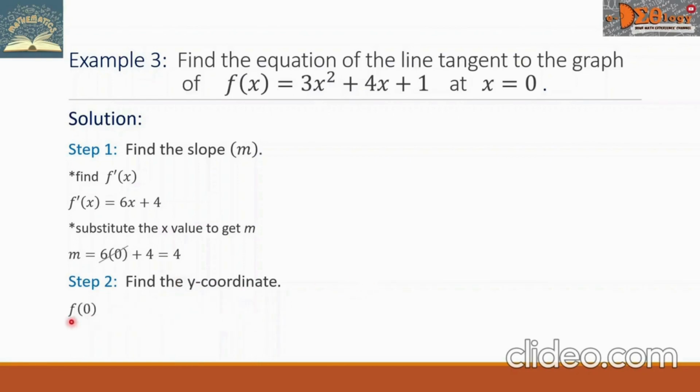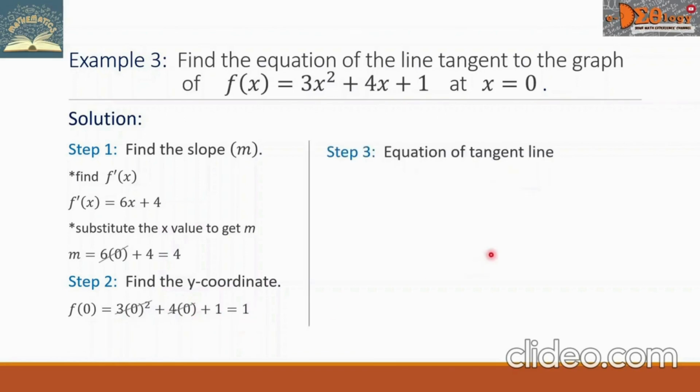Meaning, let us take the f of 0. Again, the 0 here comes from the given. So when we evaluate, f of 0 is 3 times 0 squared plus 4 times 0 plus 1. Simplifying further, 0 squared is 0 and 0 times 3 is 0. Or simply we say that we can cancel this term. 4 times 0 is also 0, and we say that we can cancel this term also. So finally, f of 0 is 1.